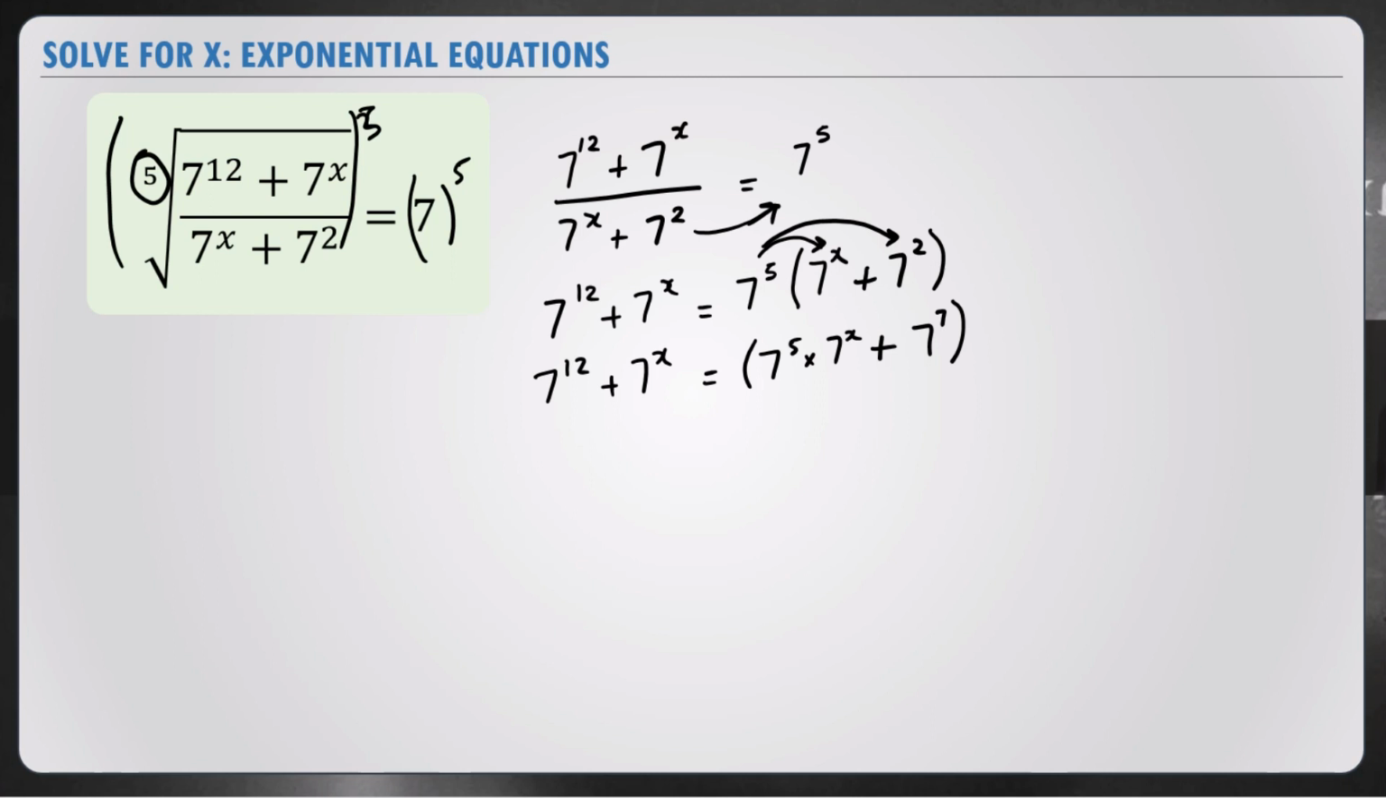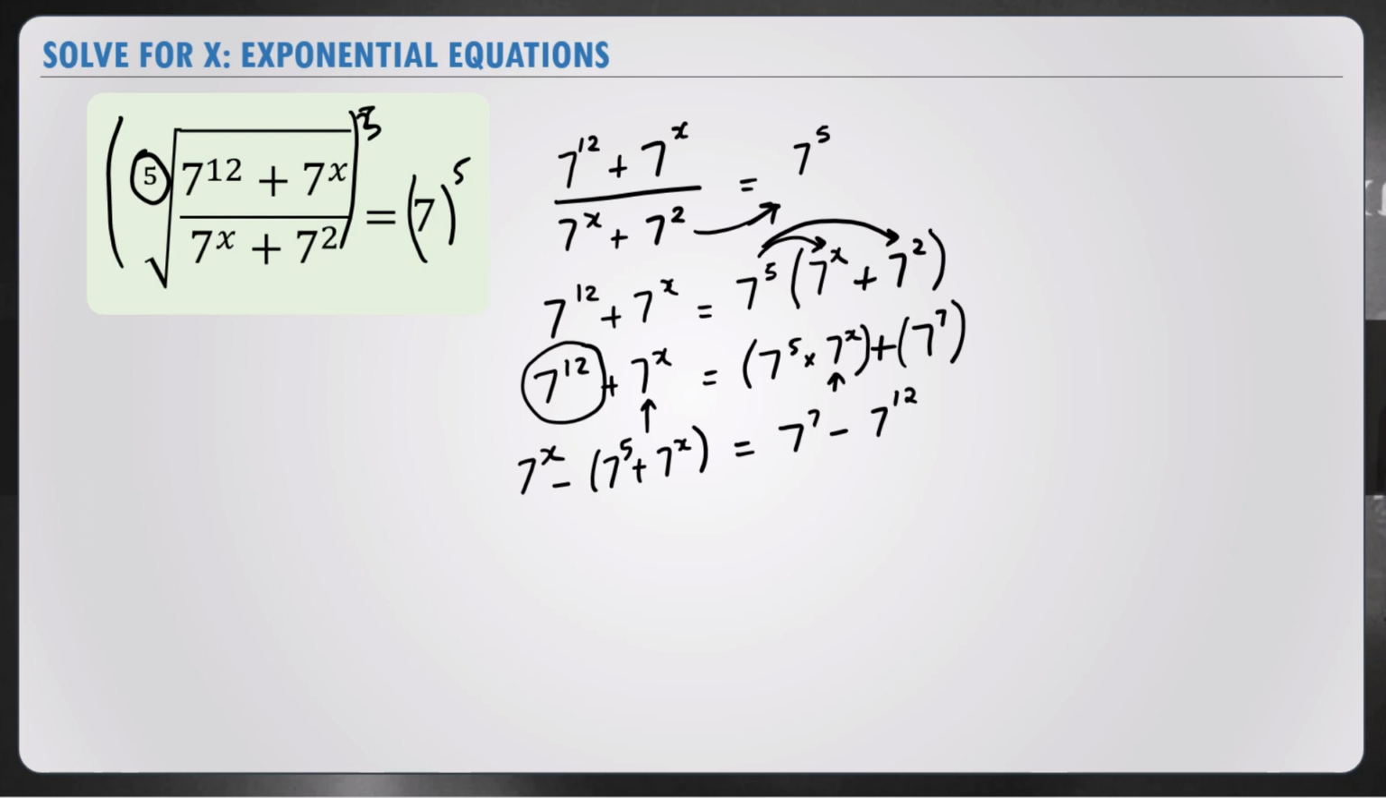All right, now I see 7^x here and here. Let's group them together and bring them to this side of the equation. So we have 7^x, and I'm going to bring this to this side, so minus 7^5 times 7^x is equal to 7^7 minus, now 7^12 goes to the other side of the equation, minus 7^12.